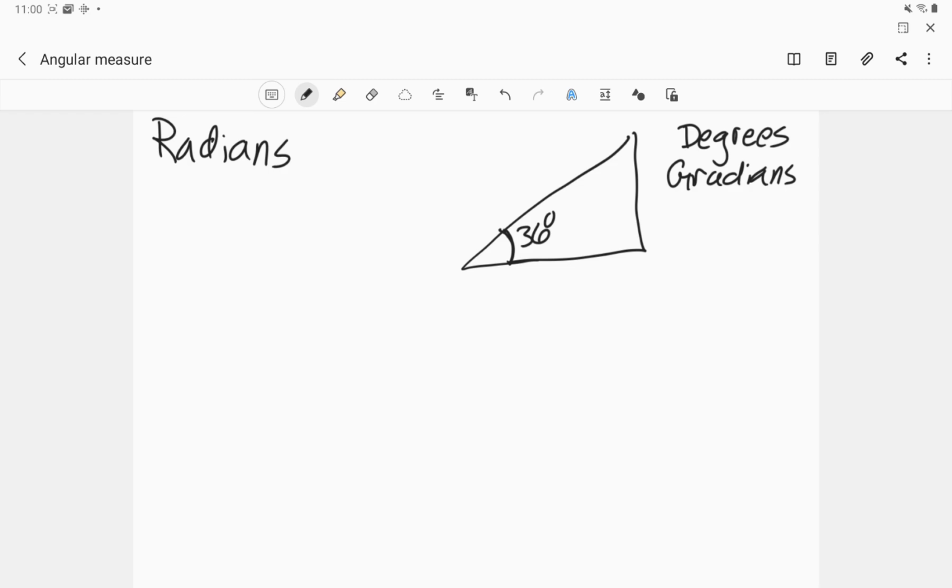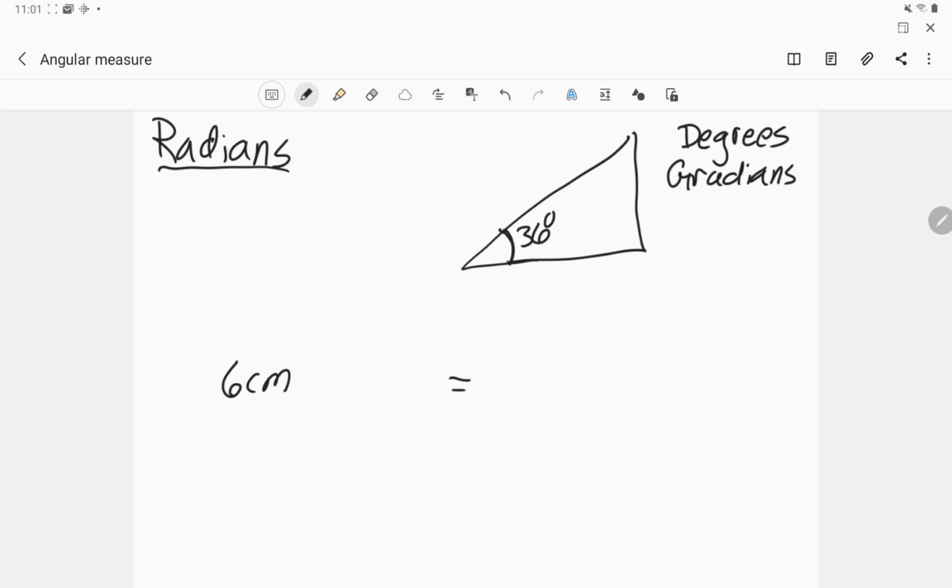But the one we do look at is this one over here called radians. We use radians when we're doing higher level math like calculus and things like that, which is why they introduce it now. Because if you're going to go on and do calculus, they're going to do a lot of things in radians.